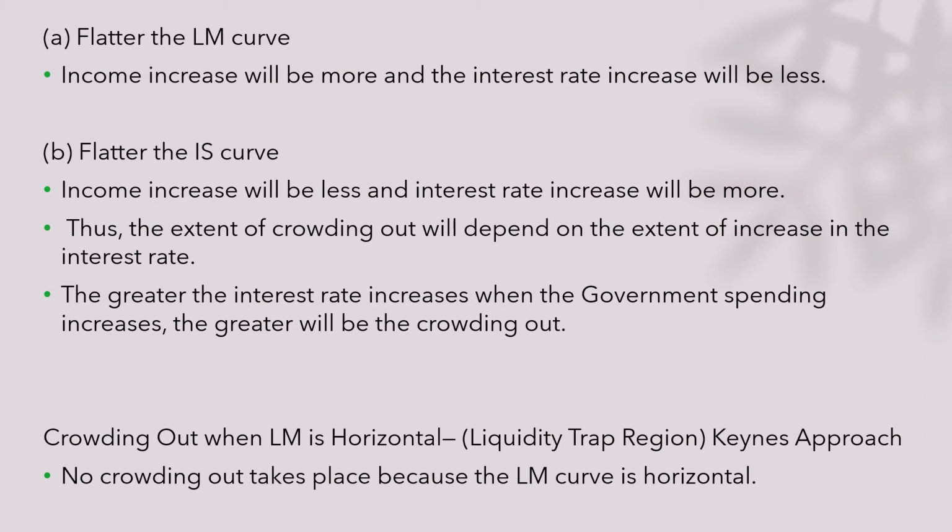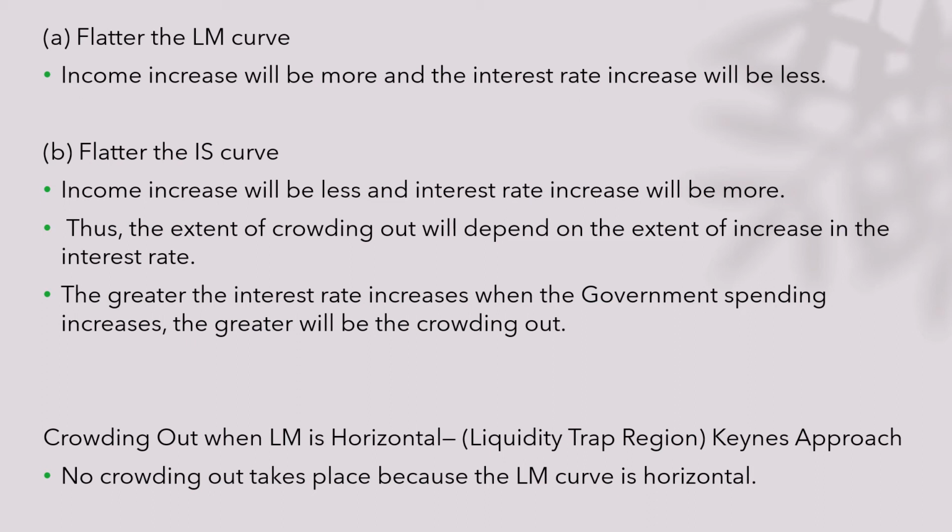If the IS curve is flatter, the income increase will be less and the interest rate increase will be more. So these two are opposite situations. In the case of the IS curve, the extent of crowding out will depend upon the extent of increase in the interest rate, because the flatter the IS curve, the greater the interest rate increases when government spending increases, and the greater will be the crowding out.